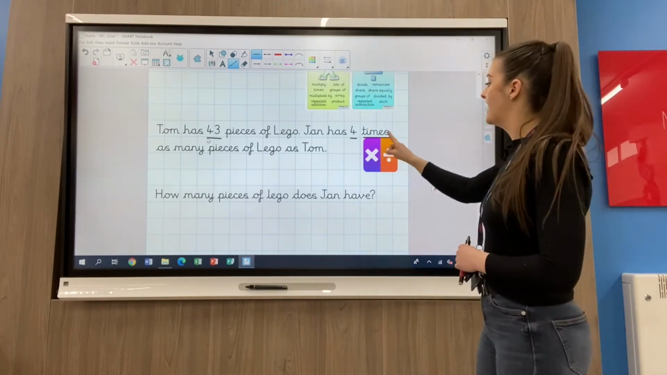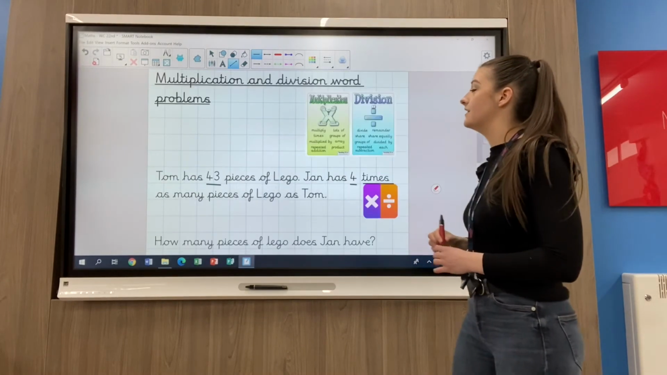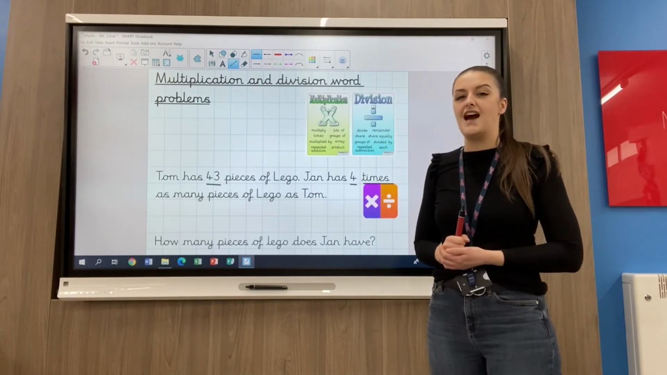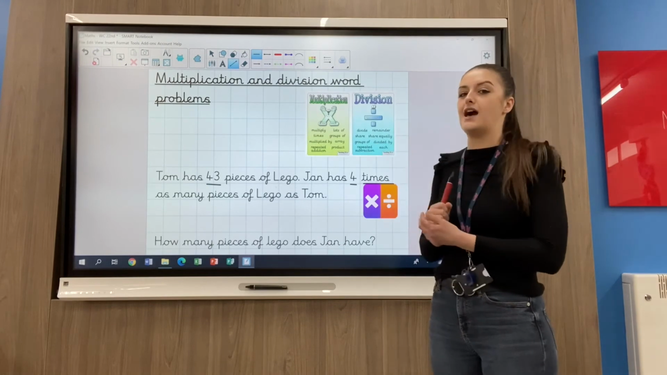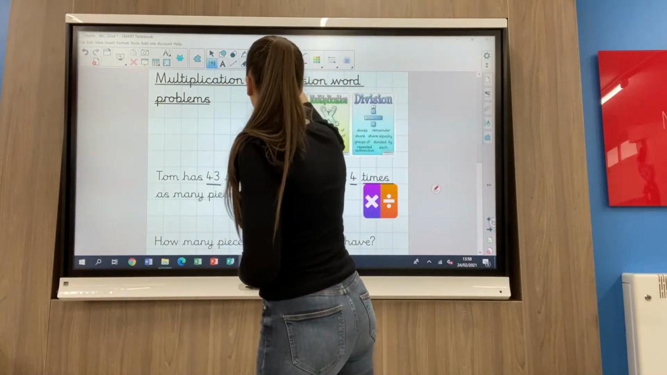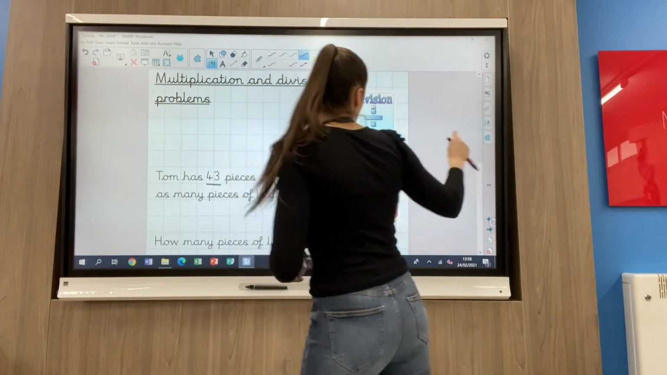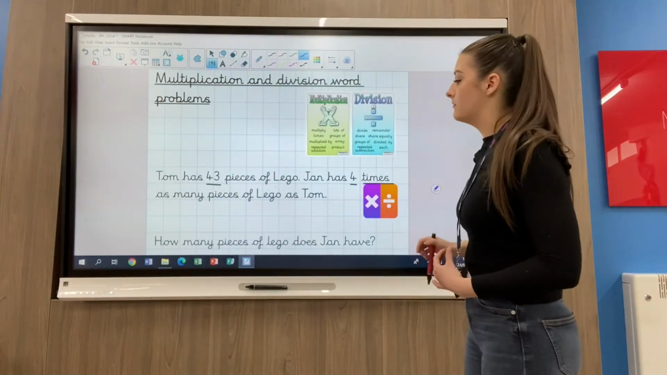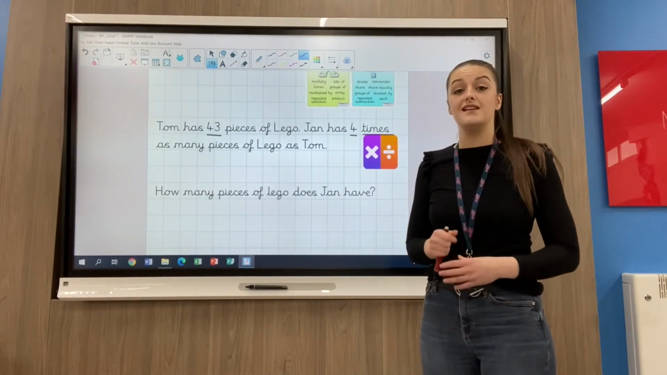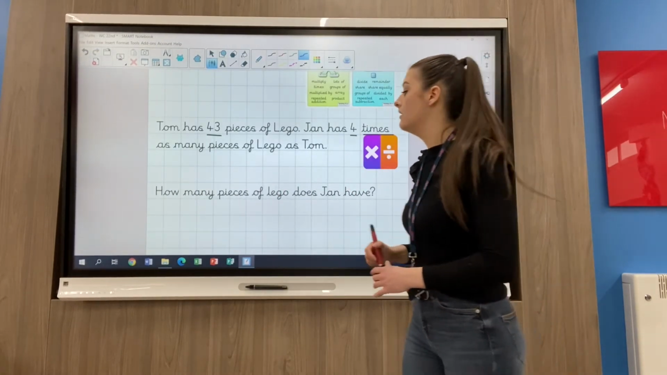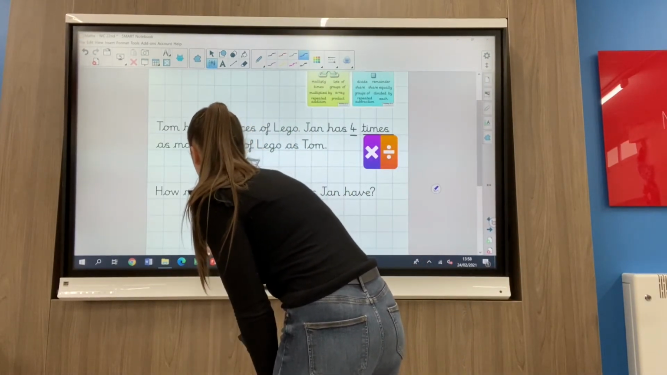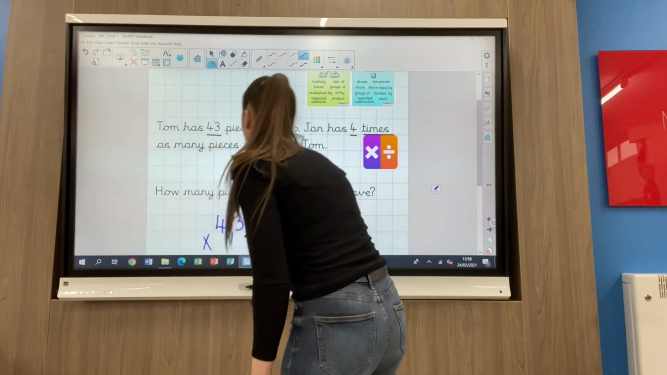Now the word times, I've underlined that. Do you think we need to divide or multiply the numbers we've been given? Times. What operation is that? If you said multiplication, well done. Okay, so we're going to multiply the numbers we have been given. So for this, I've got 43 multiplied by 4. So I'm going to need to use short multiplication. So you could do it at the side of your book if you need to. 43 multiplied by 4, okay?